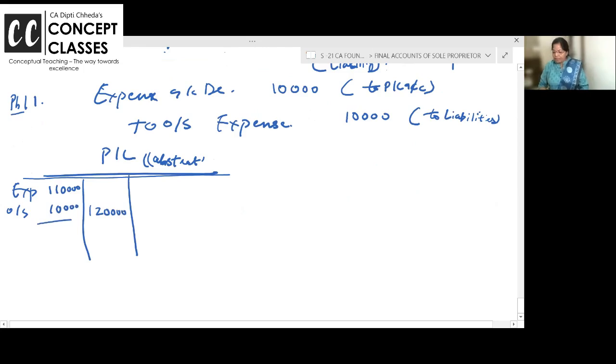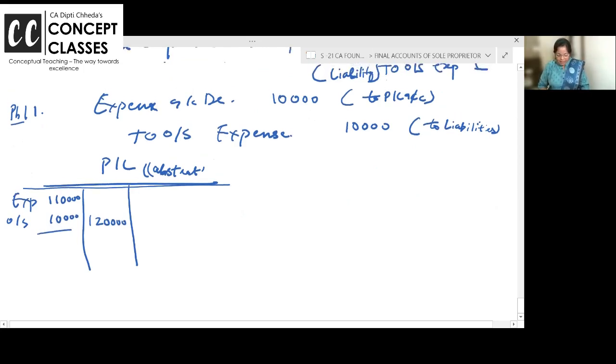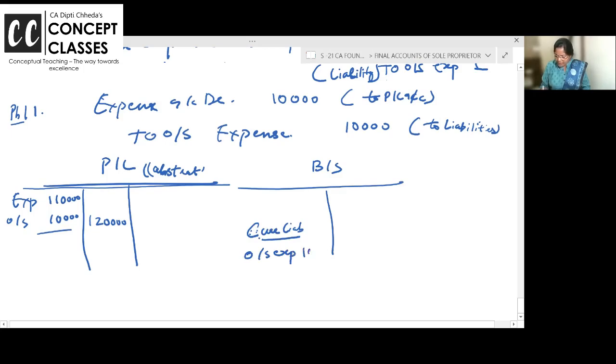1,20,000. Expenses 110, outstanding 10,000, 1,20,000. Balance sheet, current liabilities. When you write down outstanding expense 10,000, the first effect is to add it in the expense. This is 11 months, this is the 12th month, and take it on the liabilities.